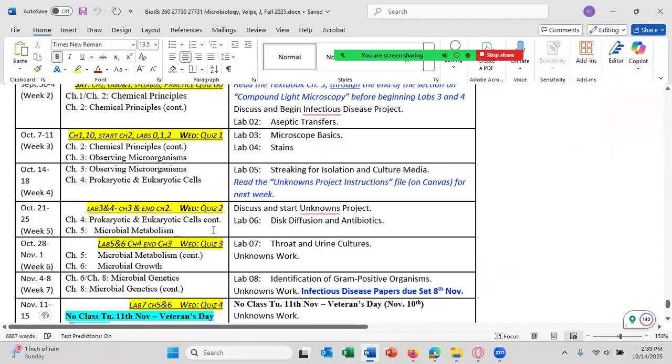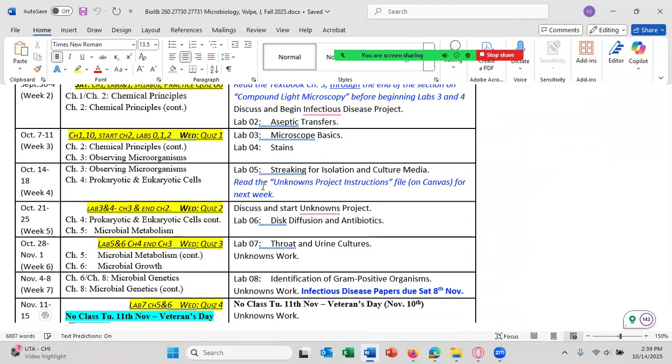All right, today is October 14th, and we should be doing Lab 5. Let me inform you that you should read about the unknown project instructions. There's a file on Canvas. You should have that read by next week, and let me show you where that is.